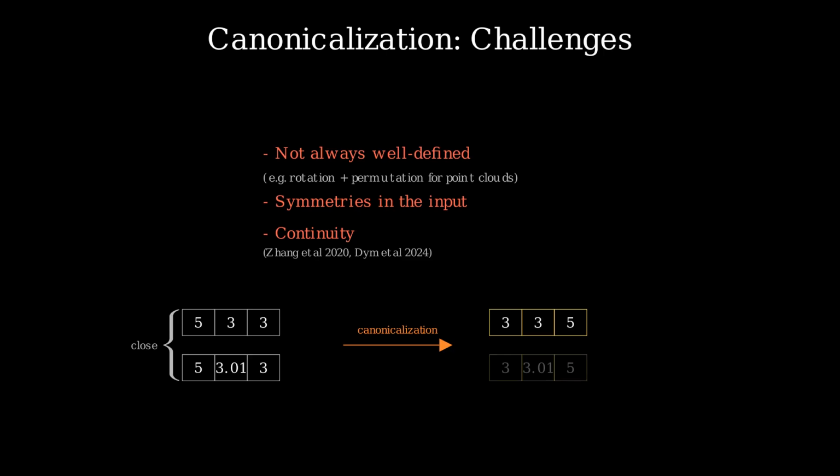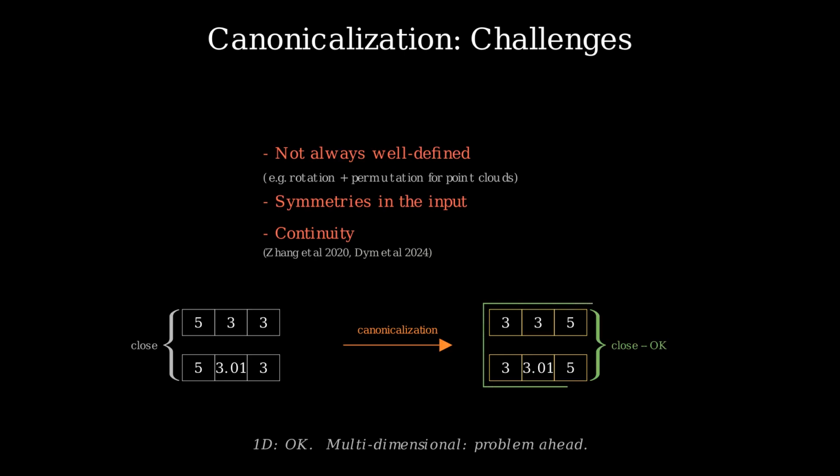Sorting gives 3, 3.01, 5. These are close. In this one-dimensional case, continuity holds. But this is a deceptively simple case. In one dimension, sorting is well behaved. Adding even a second row of values, making the input a matrix of vectors, breaks this continuity entirely.